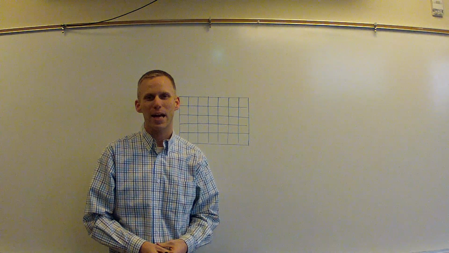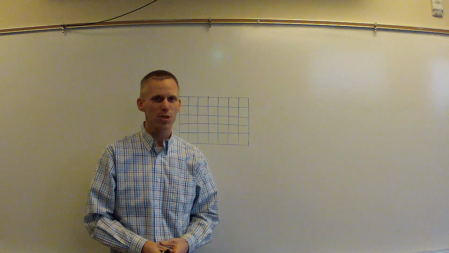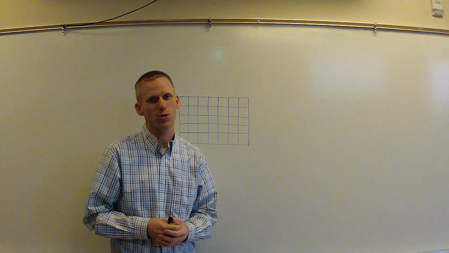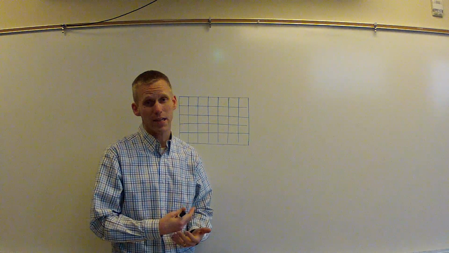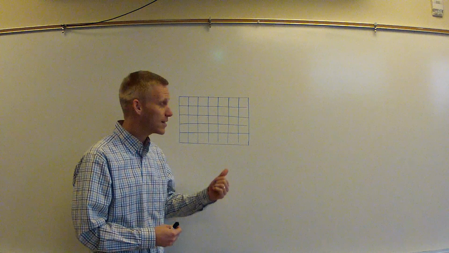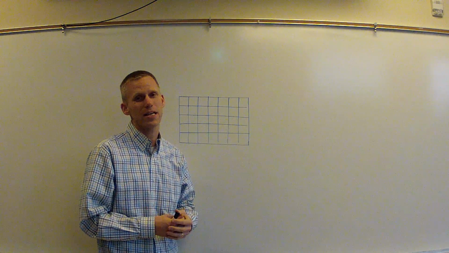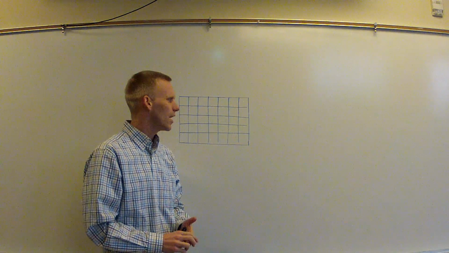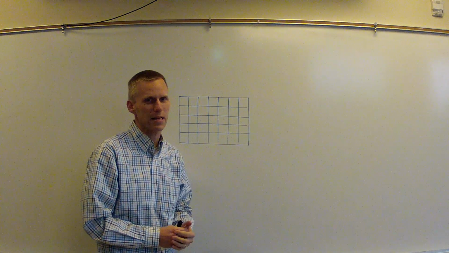As we're trying to find areas of different shapes, some shapes are going to work better with the square units that we're going to try and fill those shapes with than others. A rectangle is one such example. We can see behind me there is a very nice setup where the squares fit into the rectangle very nicely. There's no partial squares or anything like that.